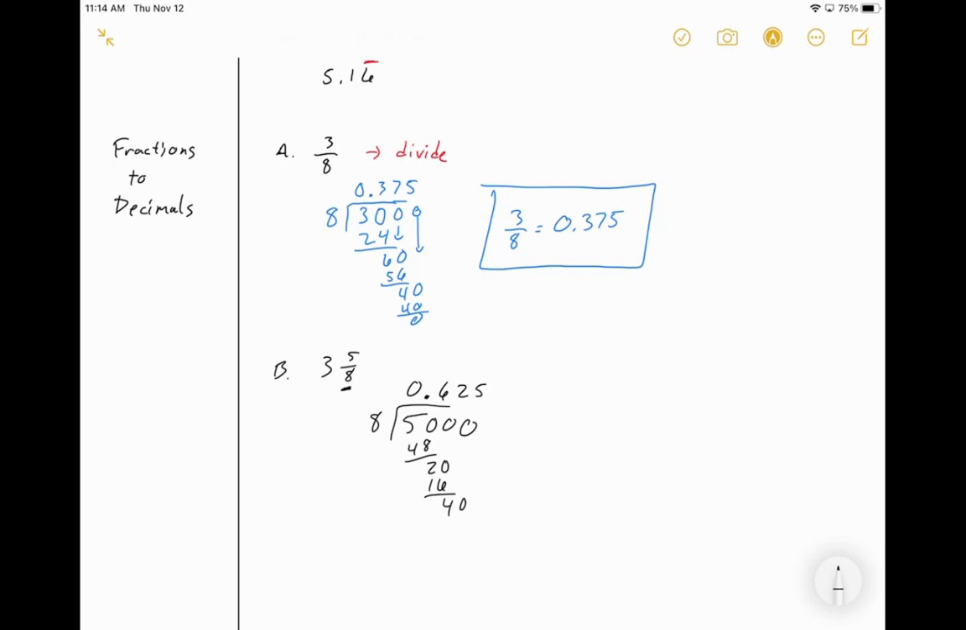Okay, now here's where you have to be a little bit careful. The answer is not 0.625. Now we have to remember the 3. Yeah? So the final answer, so 3 and 5/8 is equal to 3.625. That makes sense, right? Don't forget about the whole number, right?